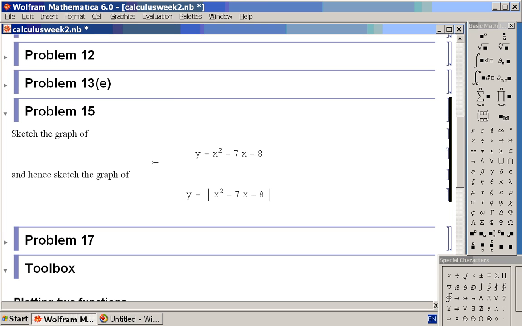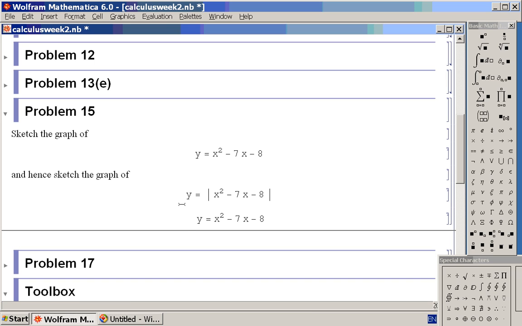Okay, the next problem we want to do is problem 15, which asks us to sketch the graph of this function here, and then hence sketch the graph of this guy here. Before we do that, we need to know a little bit about this function before we can draw a graph of it. Well, we don't need to know, but we will find out.